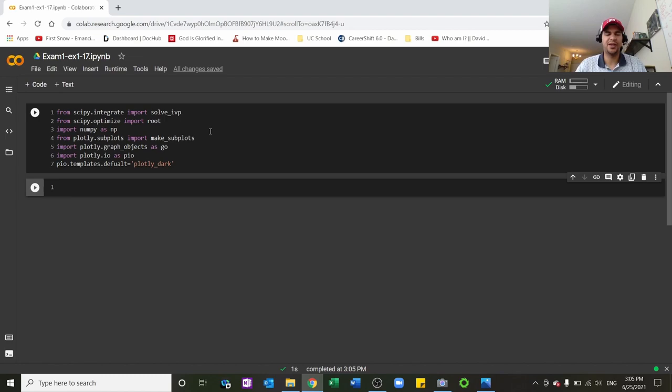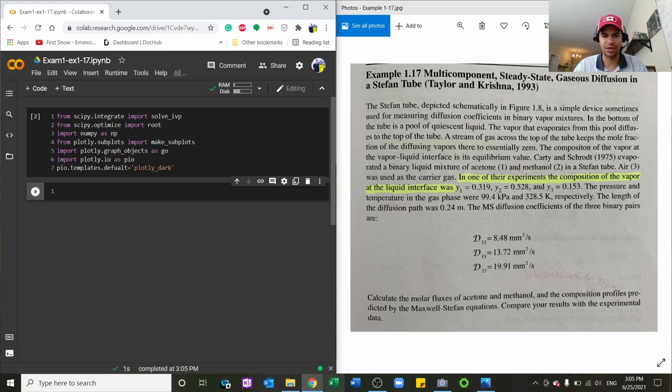All right. So now we're going to look at example 117, looking at our condition parameters. They define the diffusivity D12 as 8.48 times 10 to the negative 6, in meters squared per second. Then D13 is equal to 13.72 times 10 to the negative 6, again meters squared per second. D23 is going to be equal to 19.91 e to the negative 6.